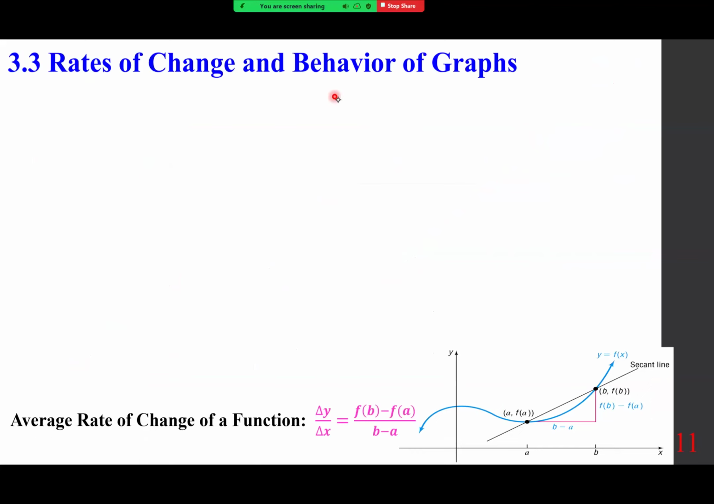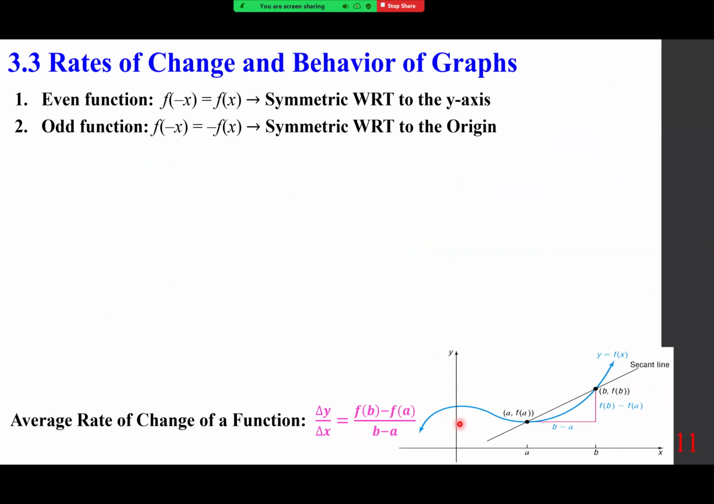Rates of change and behavior of graphs. And we know the average rate of change of a function is defined as rise over run. Okay, pick up 2 pairs, and calculate f of b minus f of a over b minus a. Let's add things to it. Even function, f of minus x equals f of x, it's symmetric with respect to the y-axis. Odd function, f of minus x equals minus f of x, and it's symmetric with respect to the origin.